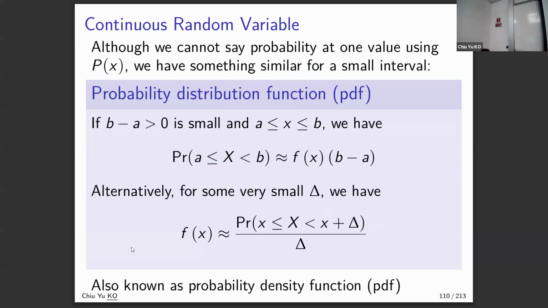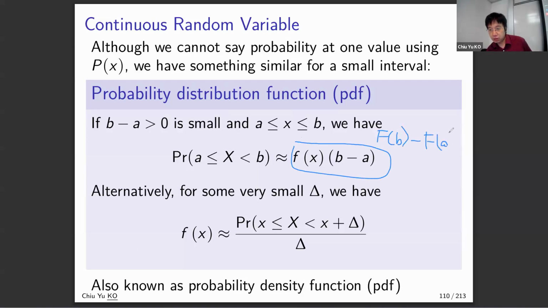I want to keep this less technical, but I guess I still need to define it properly. If we want some probability between A and B, although we cannot say the probability equals a particular number, we can say the probability within an interval, right? And we know from the last slide that this is F of B minus F of A.